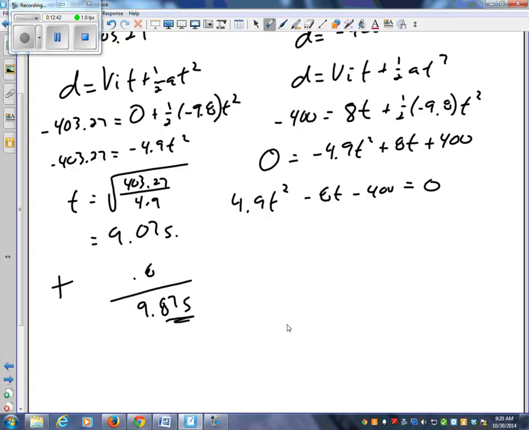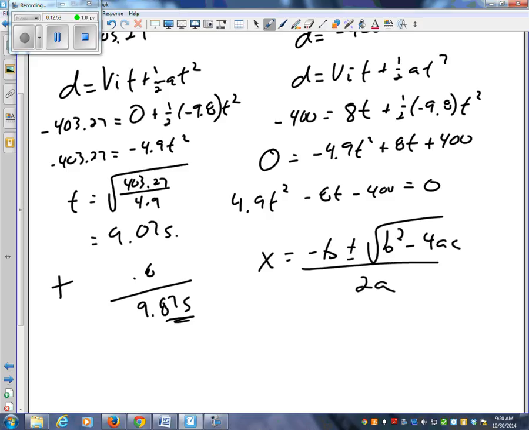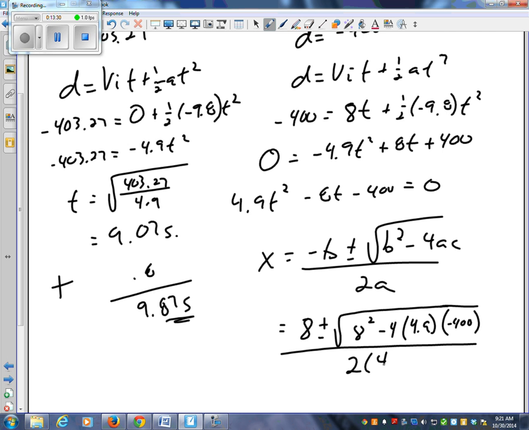Or you could do it the old-fashioned minus b plus or minus the square root of b squared minus 4ac all over 2a. Will I get 9.87 seconds? Let's see what happens. Minus b. Let's decide to use this one here. So it's minus 8. So 8 plus or minus square root. B squared is minus 8 squared, or just 8 squared, right? Because it really doesn't matter. Minus 4 times a is 4.9. The c value is minus 400 all over 2 times a, or 2 times 4.9.